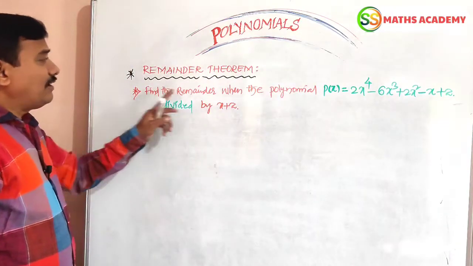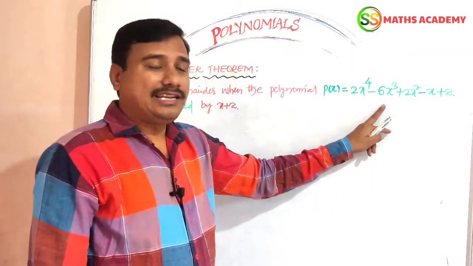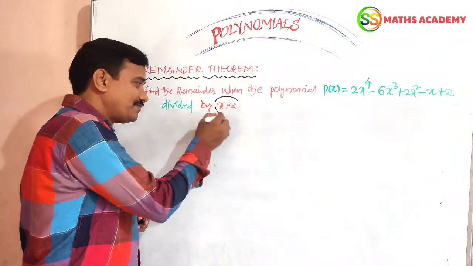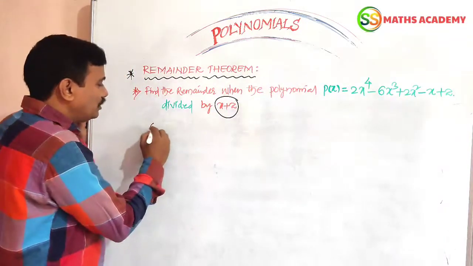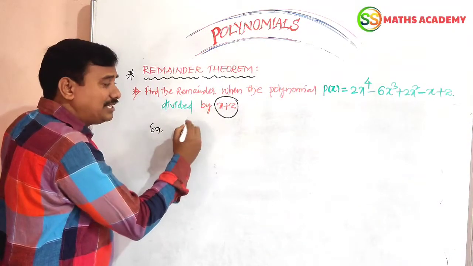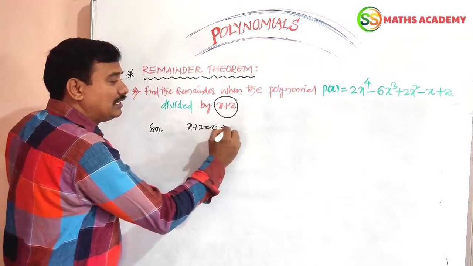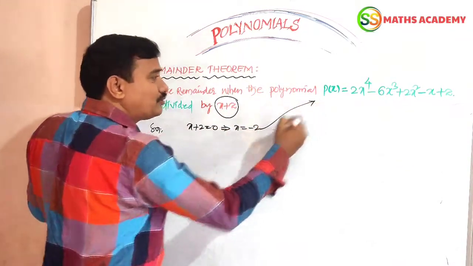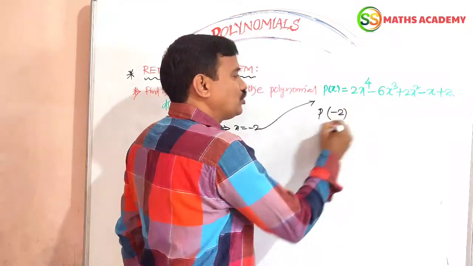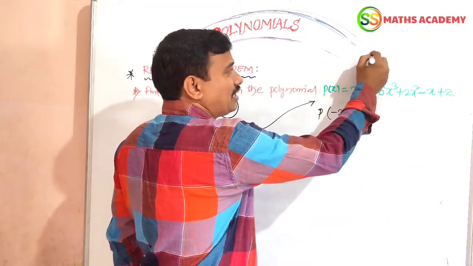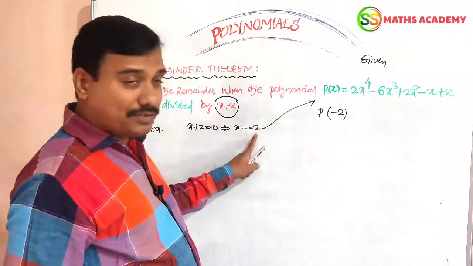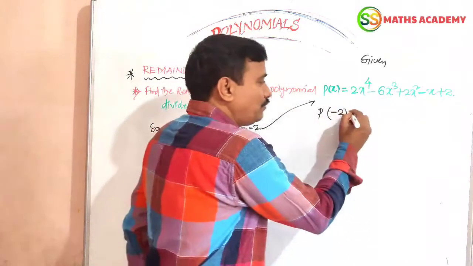Find the remainder when the polynomial is divided by x plus 2. Here, what are the keywords? Solution: remember, it is the divisor. Now x plus 2 equals 0, then x equals minus 2. We have to substitute this in the place of x. Now p of minus 2. Write it in the sequence of the given question. If x plus 2 is a divisor of p of x, then x equals minus 2, you substitute here.